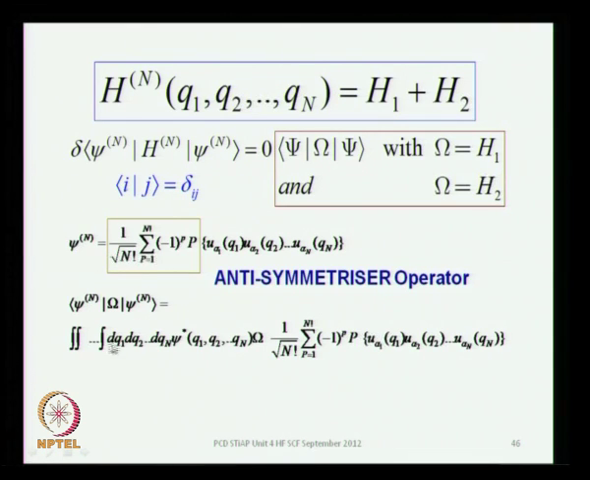So, the matrix element then consists of psi star omega psi. This is psi star, this is omega, and this is psi, right, and you have got factorial n terms on this side and another factorial n terms on this side. So, it is a lot of work.